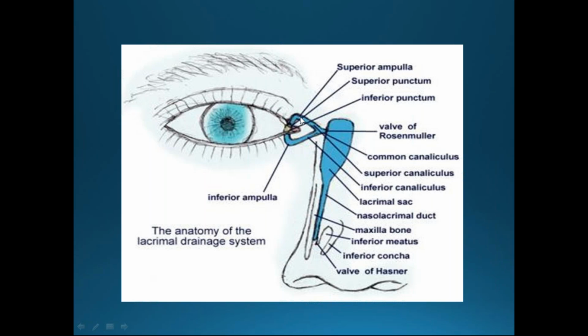This is the vertical part. This is the horizontal part. This is the common canaliculus. This is the valve of Rosenmuller, which controls the entry of tears and prevents the reflux of fluid from the lacrimal sac into the canaliculus.